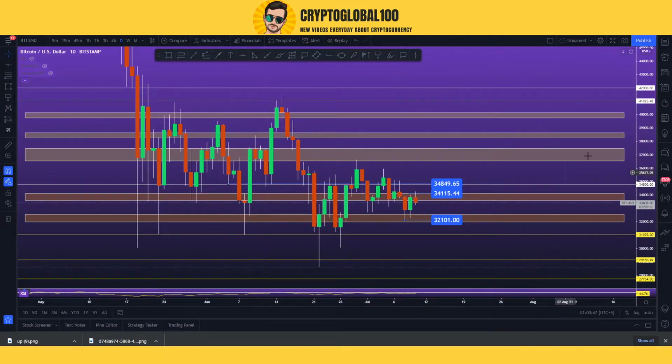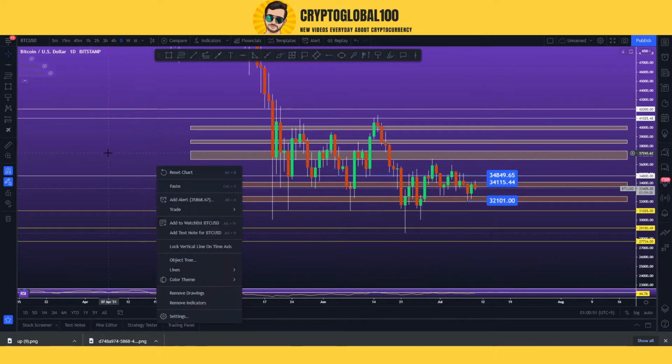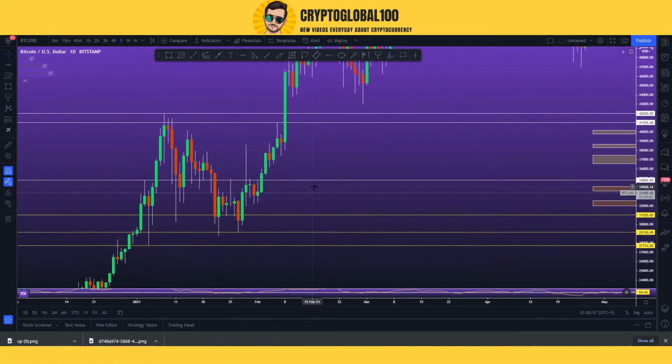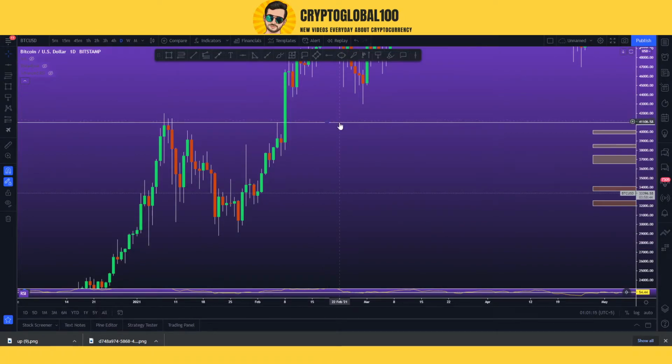Now what I'm gonna do is, let me show you guys. I'm gonna delete this as well. Let's go back. You can see how beautiful this area is. And this is the area of 34,000, a very important area. So now I'm gonna delete this area as well. I'm gonna delete all the lines here.